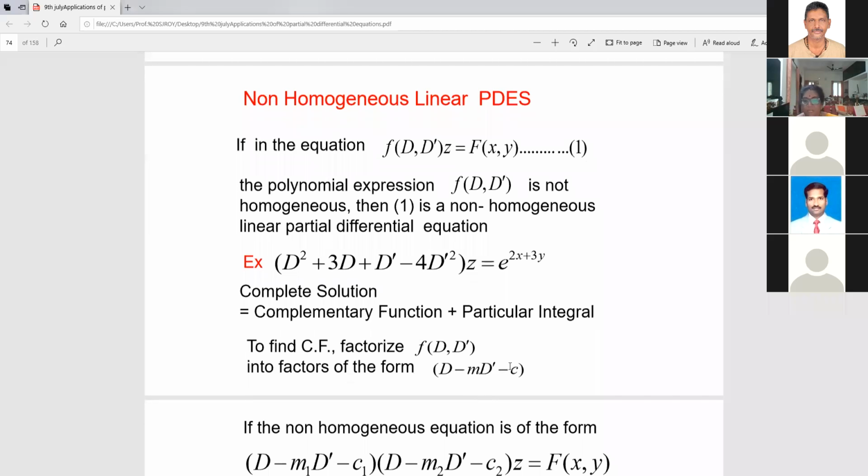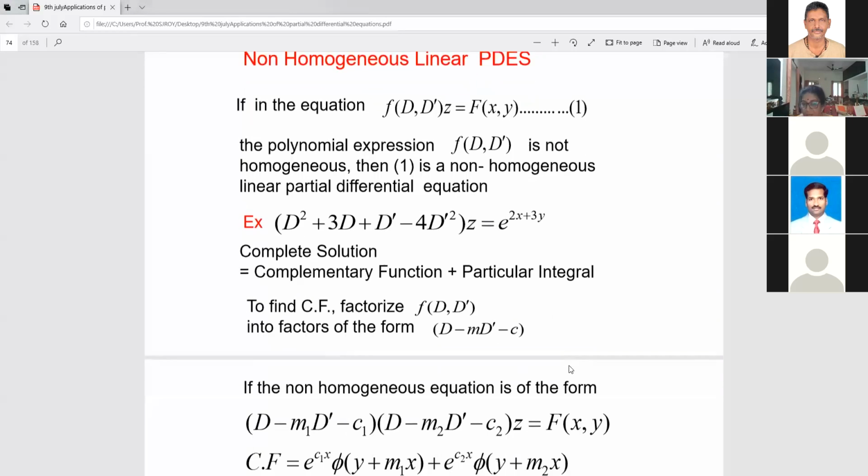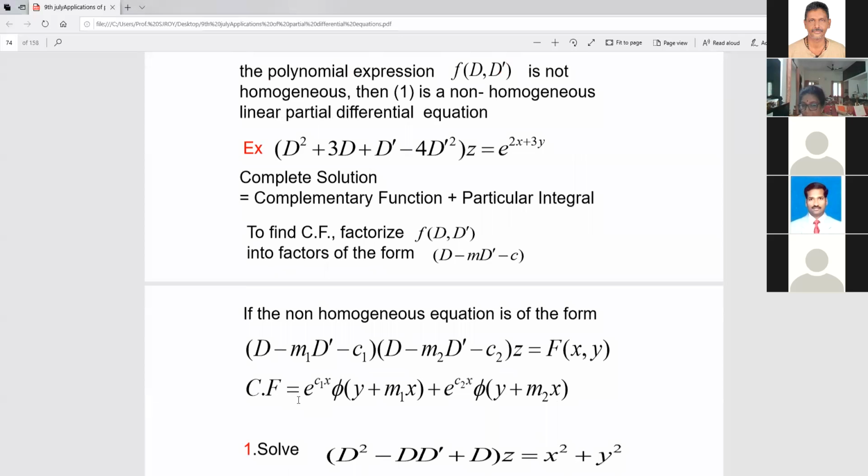Once you get into this formation, you write the factor times z equal to 0. Once again, you apply Lagrange's linear equation. It will come out as a function of exponential. This function will be e power c1 x and some function of y plus m1 x. Just a simple derivation one can try here. And if you put it into z equal to 0 and try for this solution, this part will come out. If you add this plus this, we'll be getting your CF.